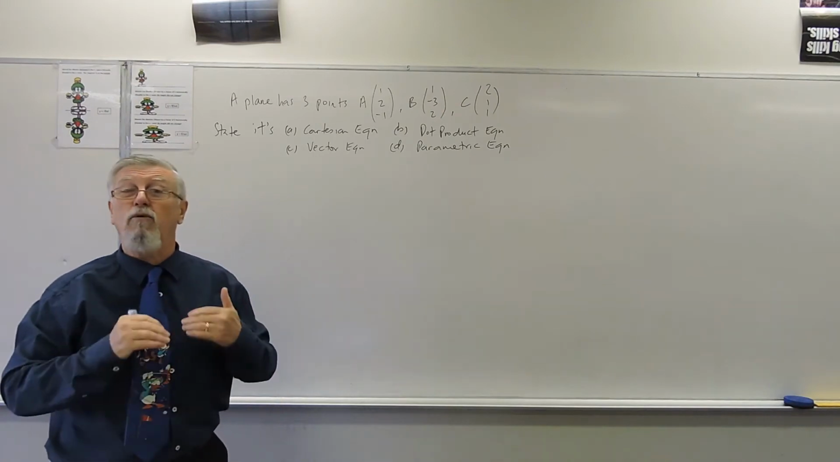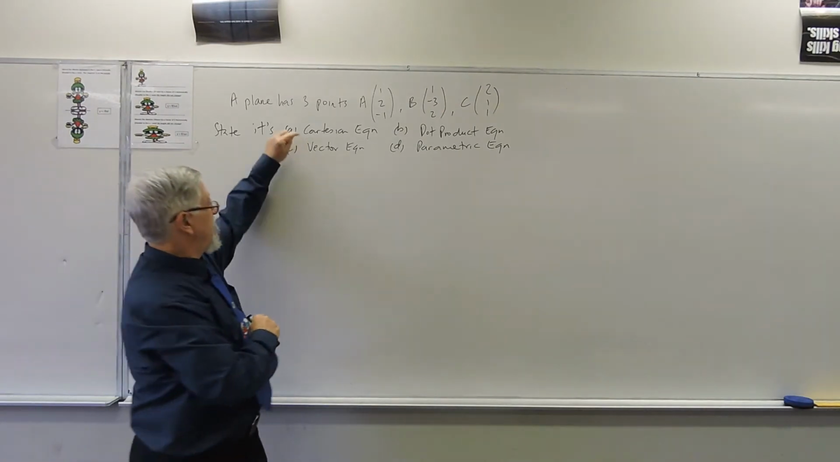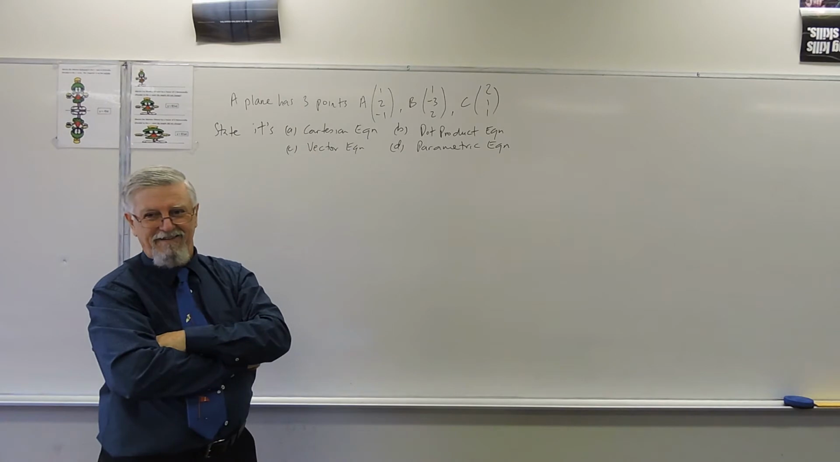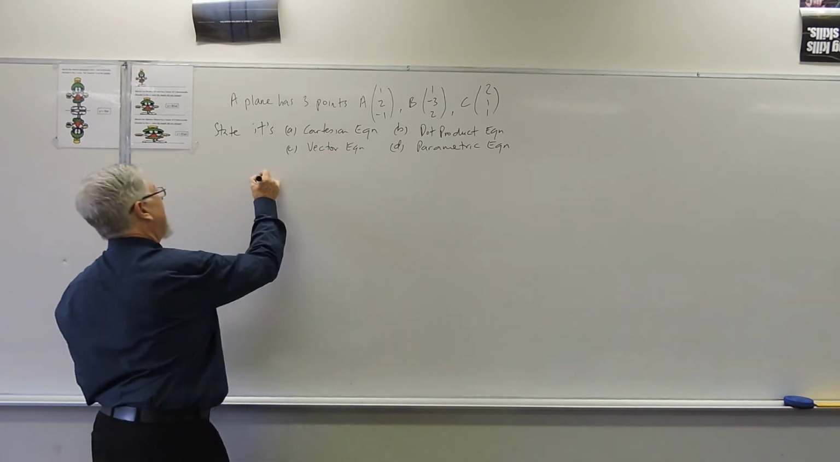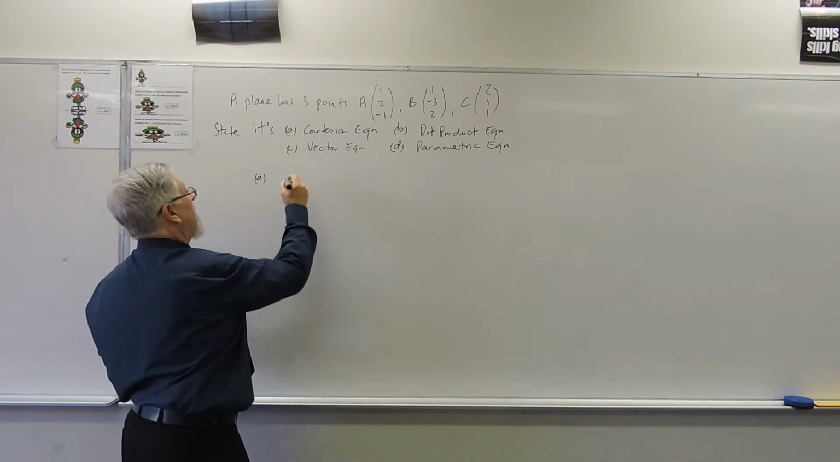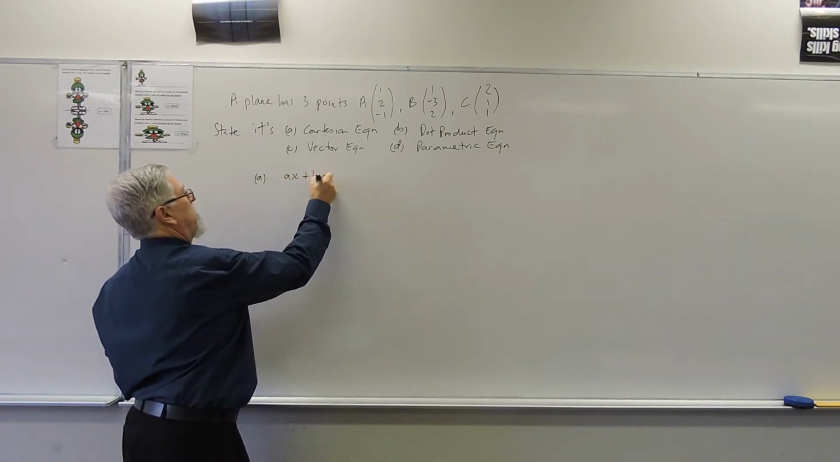Well, where do I start and why? You turn the i's and j's and k's into x, y's and z's. Yeah, because that's a good way to say it. So Cartesian, what are we going to do? So we know it's going to be an Ax plus By plus Cz.